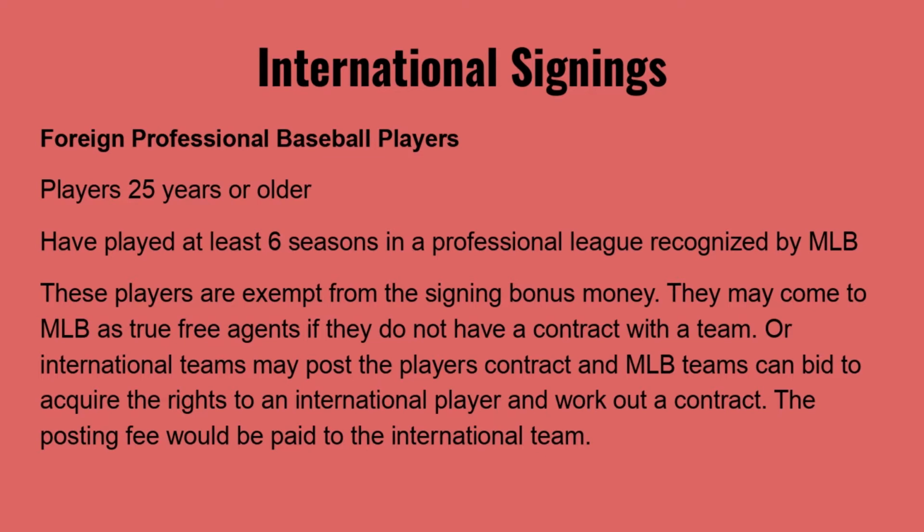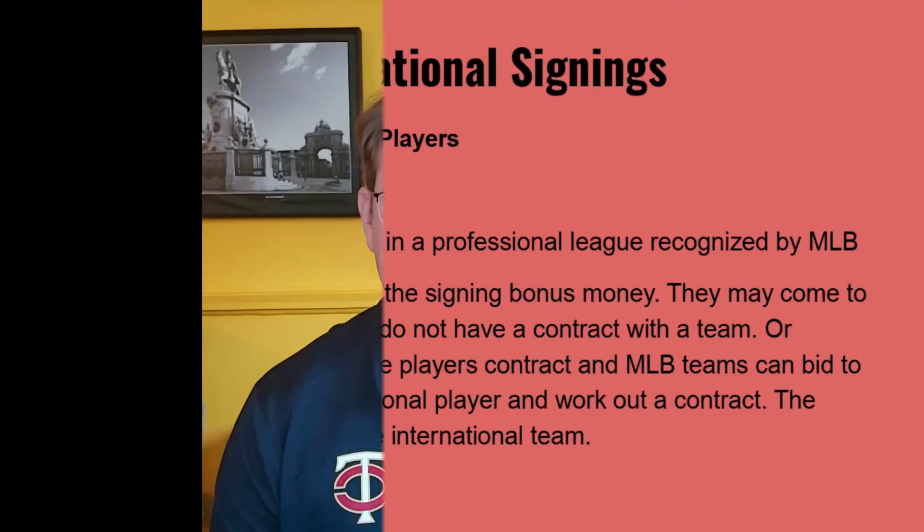They may come to MLB as true free agents. They do not have a contract with the team. Or international teams may post the player's contract, and MLB teams have to acquire the rights to an international player and then work out a contract. The posting fee would be paid to the international team. We see this quite frequently with Japanese players.